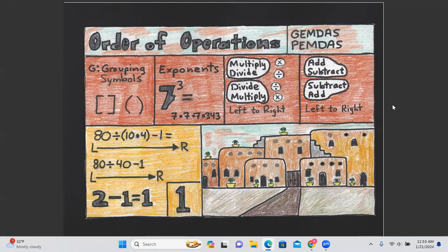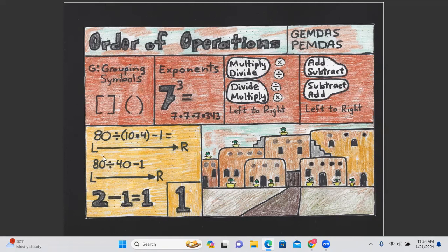Today is our fourth video of a series of videos involving the order of operations using PEMDAS, or the more comprehensive term, GEMDAS. And before we start our big example, let's go over the GEMDAS checklist in order of importance. The G stands for grouping symbols, which includes brackets and parentheses. The E stands for exponents, M for multiplication, D for division, A for addition, S for subtraction.